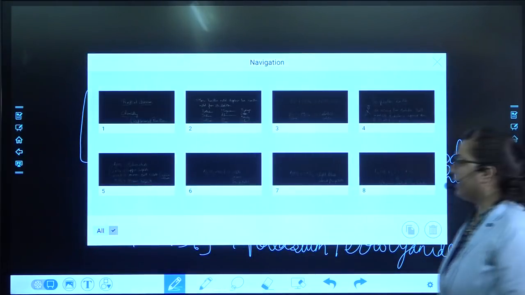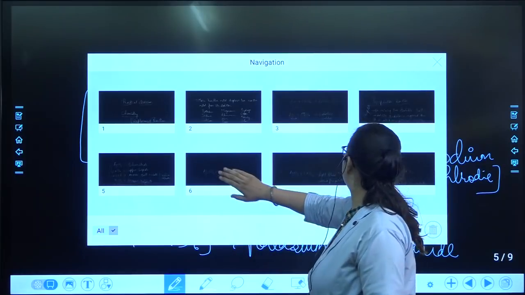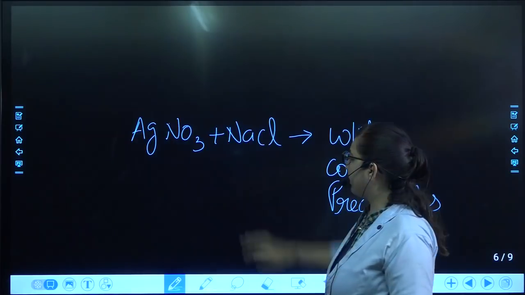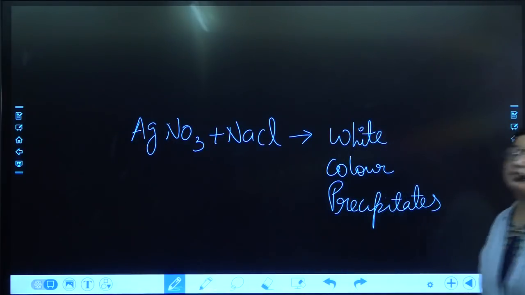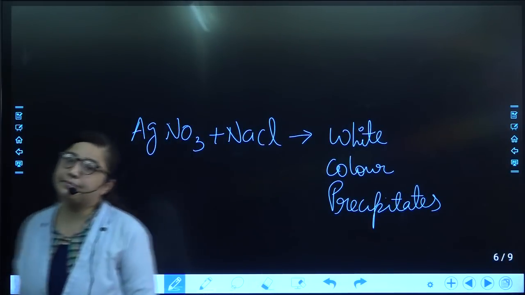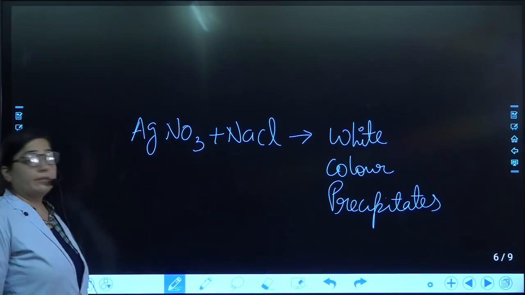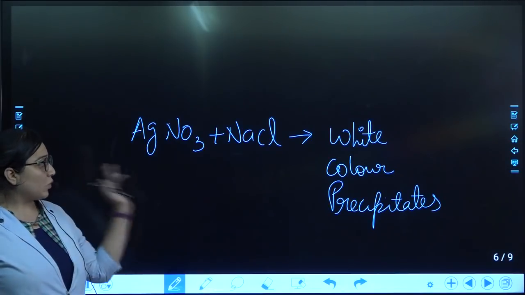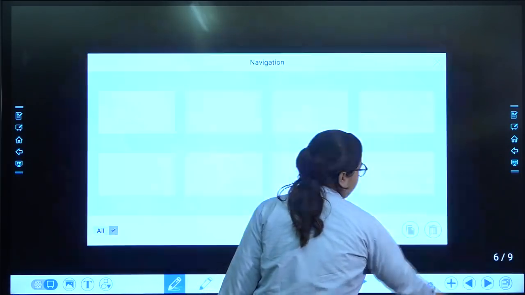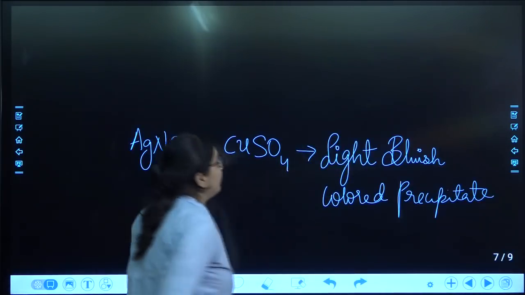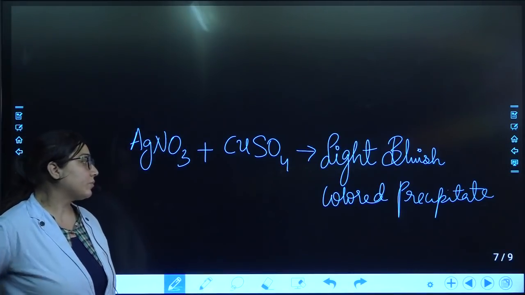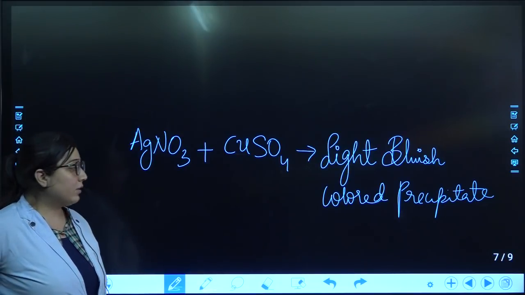I hope you have noted it down. Then the very first one which we noted: AgNO3 plus NaCl, white colored precipitate. Write it fast, quick. Silver nitrate, sodium chloride. What is the color of the precipitates? White. Next, silver nitrate, copper sulfate, light bluish. Note it down, quick.